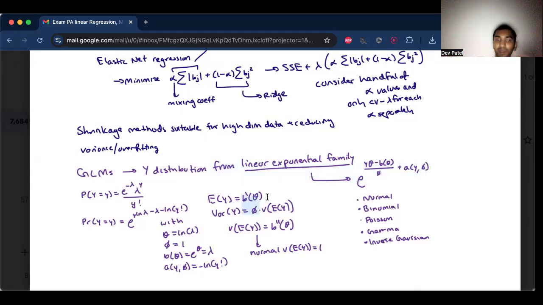That's how we calculate the expected value and the variance from those different parameters here. We have shown here that Poisson is from the linear exponential family by showing what these parameters would equal when we write it in this format.